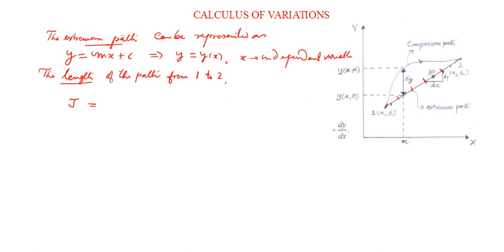So I can write mathematically the length of the path from 1 to 2 along the extremum path. Not only along the extremum path, along any path we can take it, because we are depending on integration.